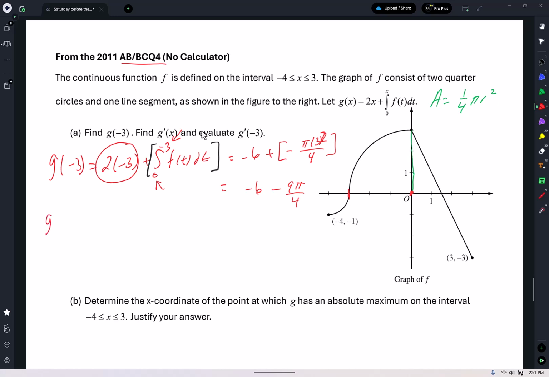All right. g prime of x. So g prime of x, I'm going to take the derivative of this guy. Derivative of 2x is 2. Plus, and then I have an x on the upper limit. I have a constant on the bottom. The derivative of that integral is simply the argument itself, which you have on the inside, f of x. So I'm going to write g prime of -3. So that's going to be 2 plus f of -3.